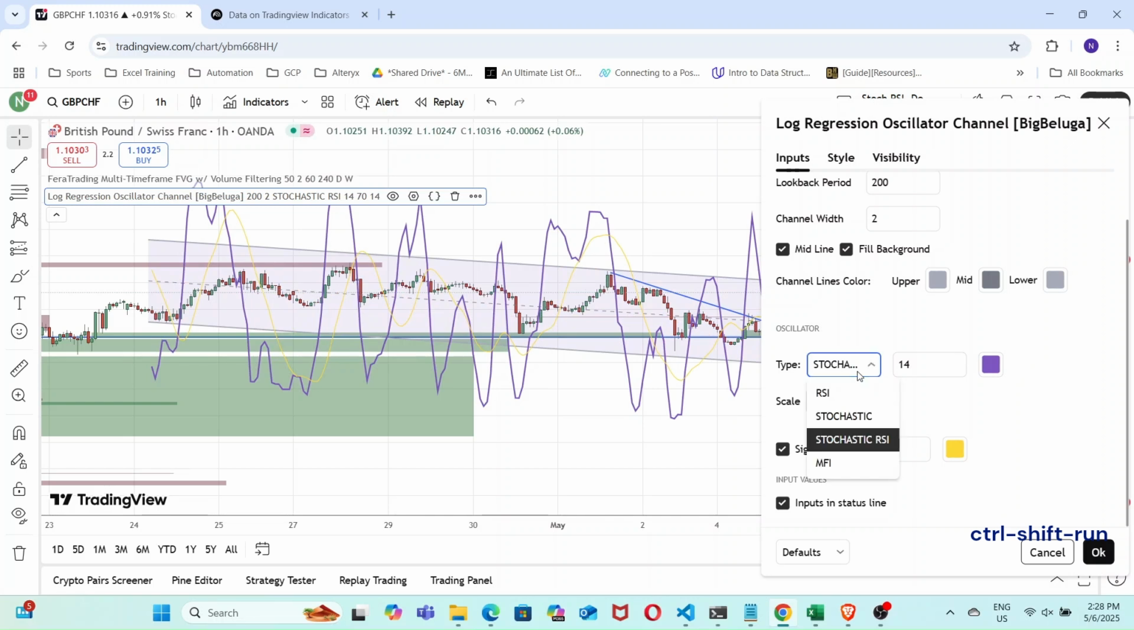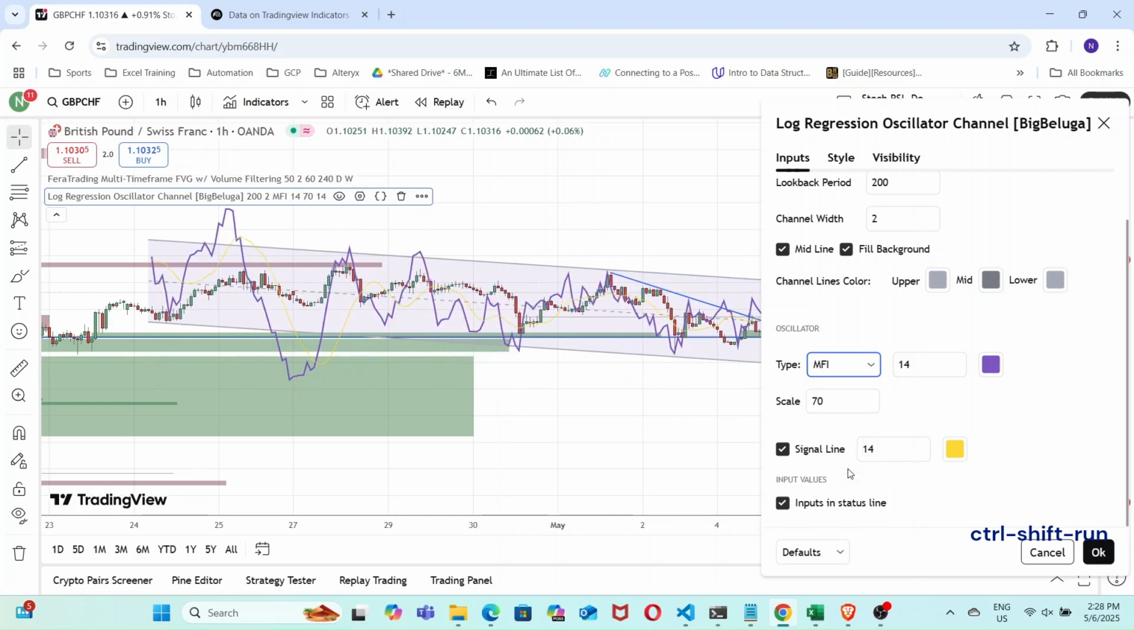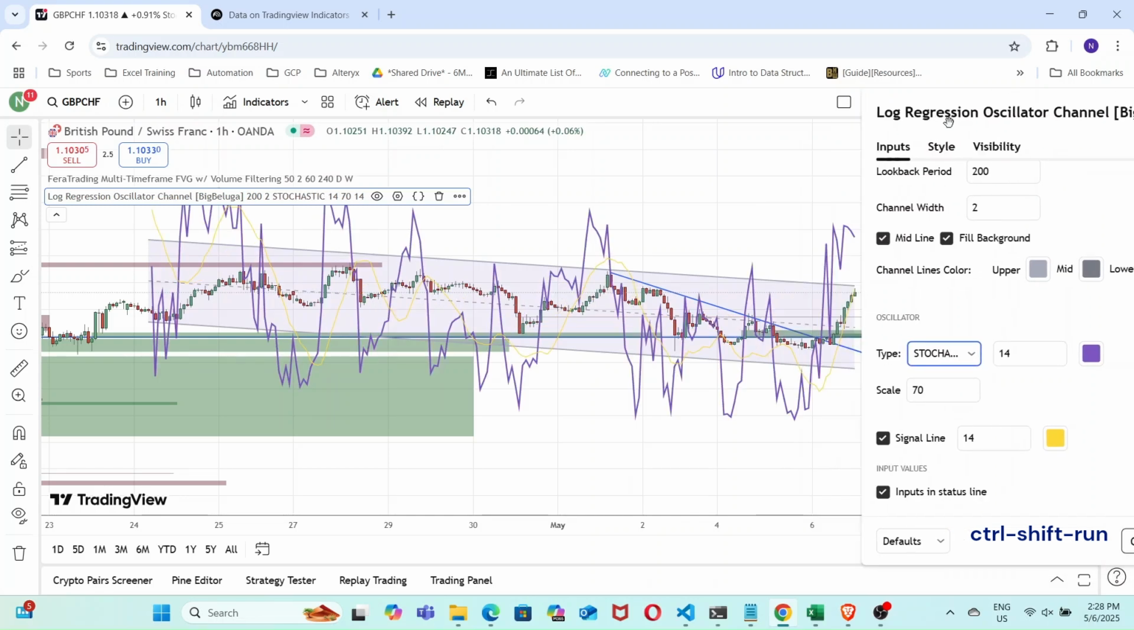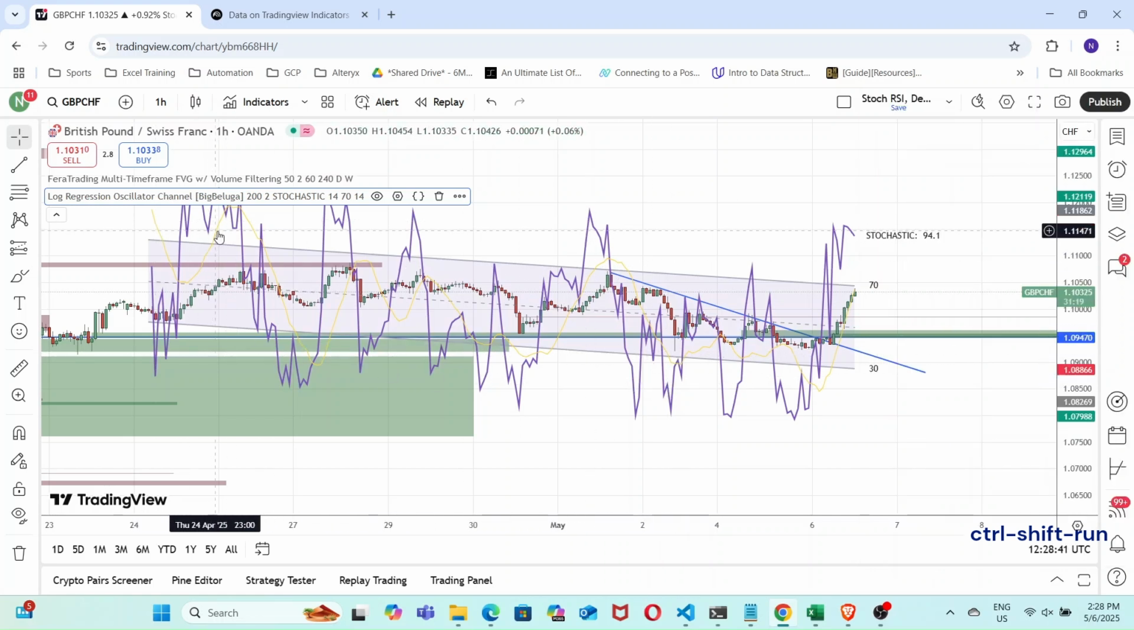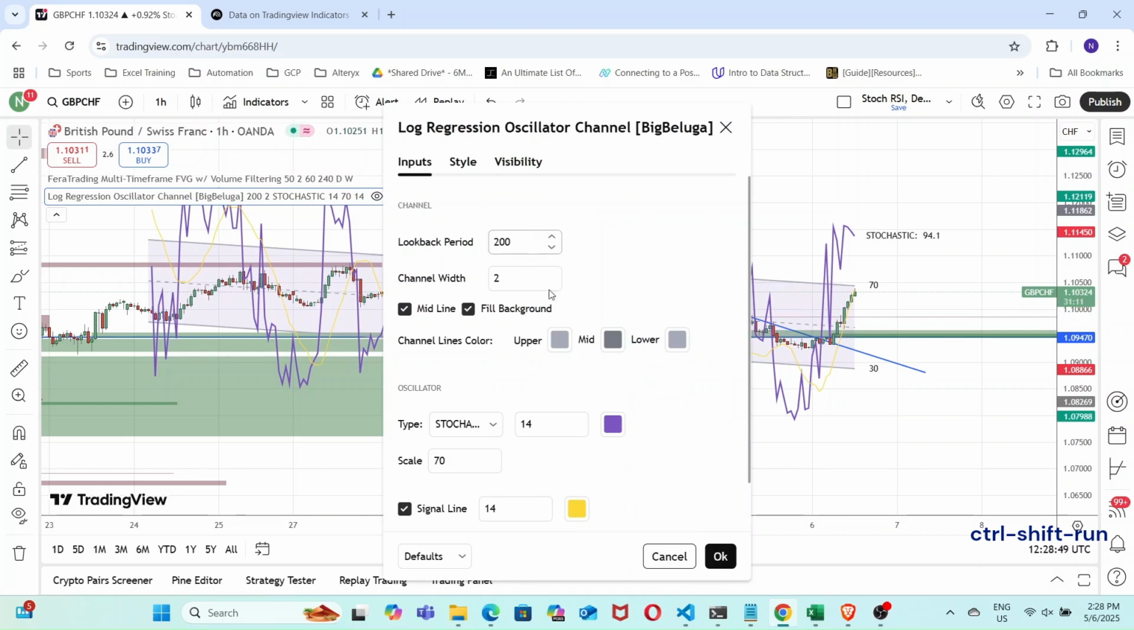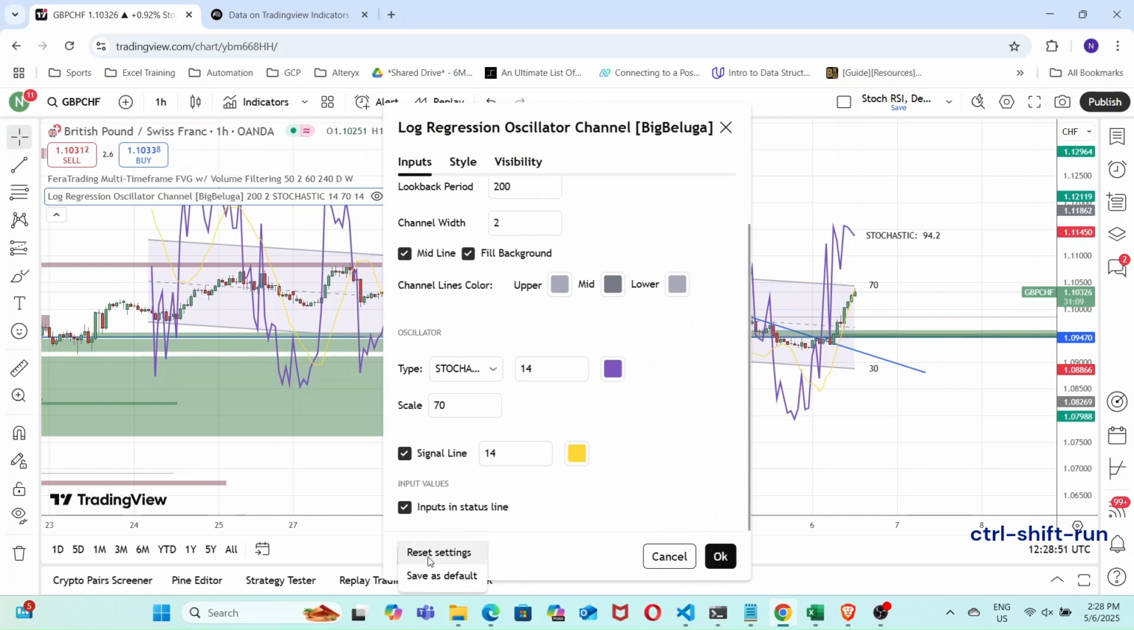Next, we come to the oscillator. There are 4 oscillators to choose from, but my favorites are RSI and the simple stochastic. There is also the signal line, which is a simple moving average of the oscillator. By default, this line is in yellow and the average period is set to 14. This provides potential cross signals right there within the channel, although I personally don't use stochastic and signal line crosses as part of my own trading strategy.